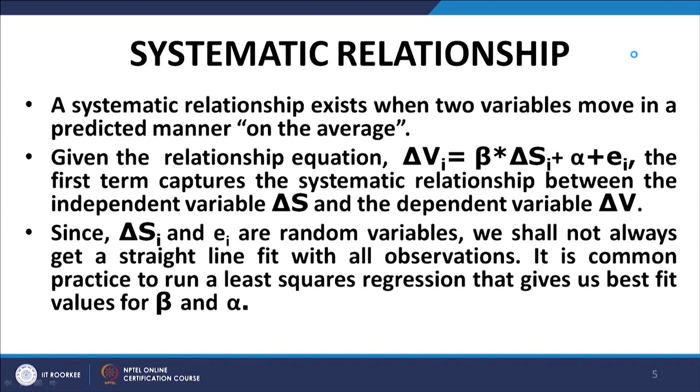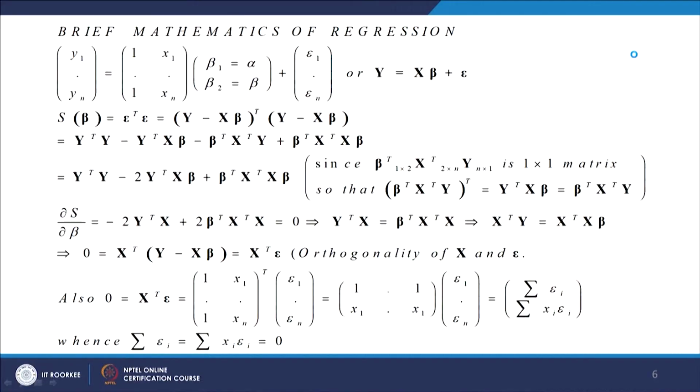I have already mentioned what a systematic relationship is. A systematic relationship between two variables exists when there is some predictable manner in which these two variables move on the average or over a period of time, over a set of observations. Now, look at this diagram. This forms the substratum of regression that we have talked about just now.